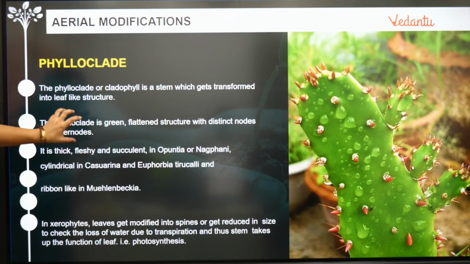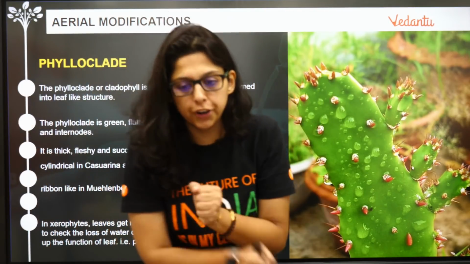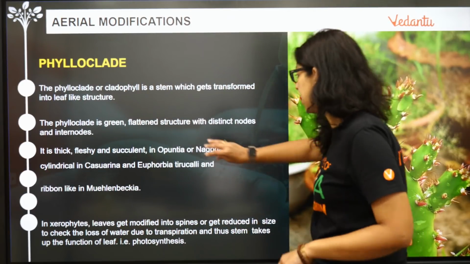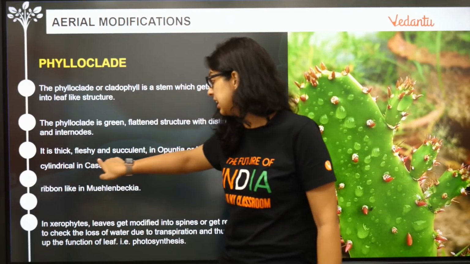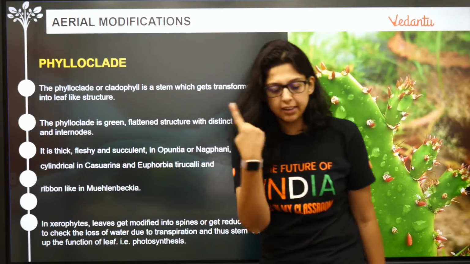The stem becomes thick, fleshy. Succulent means whenever it stores water. Anything which stores water is called as succulent. Opuntia, Nagfani, right? It is cylindrical in Casuarina. Euphorbia, it is a cylindrical stem.